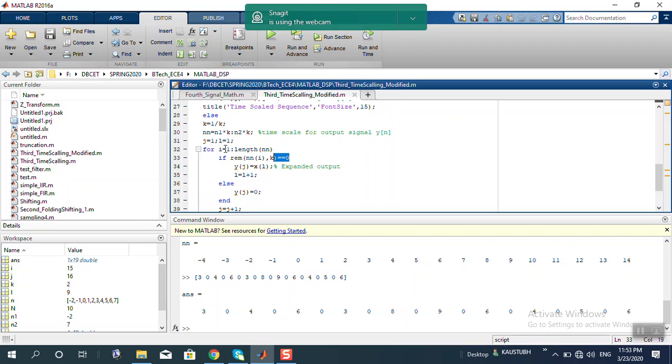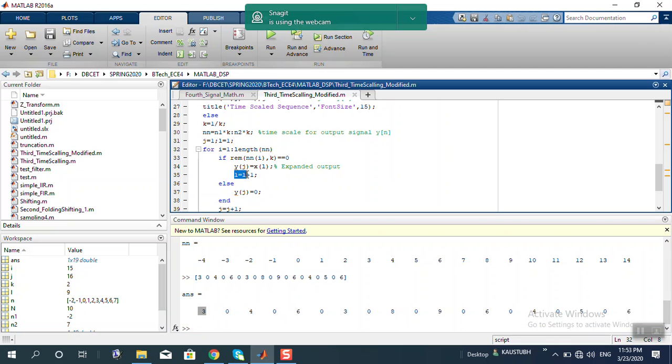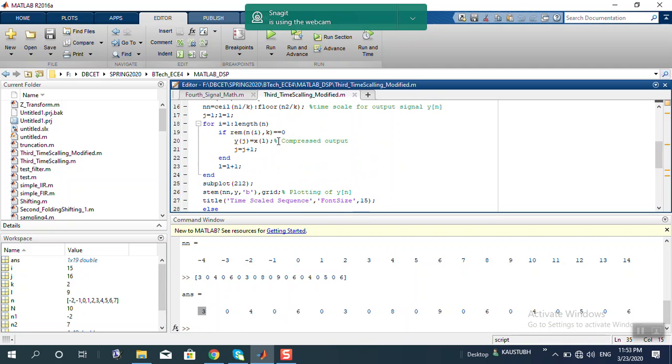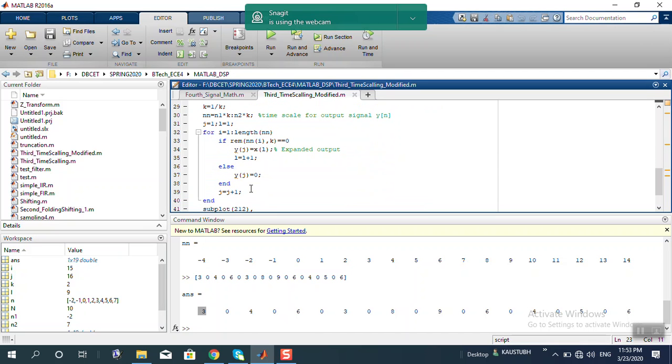Now say i is equal to 1. So nn of i. What is nn of i? Minus 4. Divided by 2. Yes, it is equal to 0. So j is already 1. So y of 1 will be x of l. l is also 1. So x of 1. What is x of 1? 3. Then l becomes l plus 1. Like this it was outside, now here it has to be incremented inside. Why? Because we need to put 0 in between.